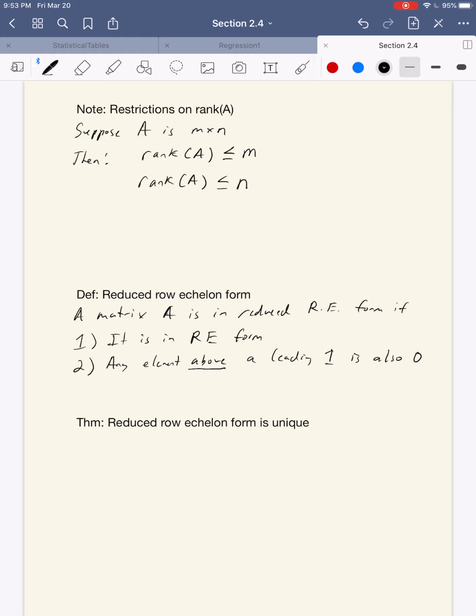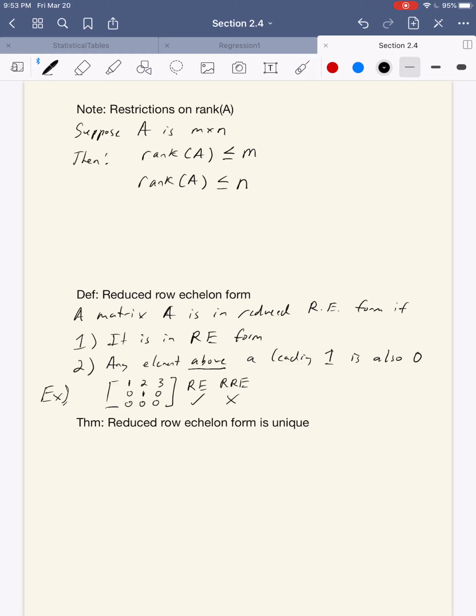So just as a quick example here, if you had something like 1, 2, 3, 0, 1, 0, 0, 0, this guy is in row echelon, definitely. Why is that? Well, he's got his leading 1, all zeros below it, leading 1, all zeros below it, and a 0 row at the bottom. He would not be in reduced row echelon. Why is that? Well, as you can see here, there's a leading 1, and right above it is something that is not 0.